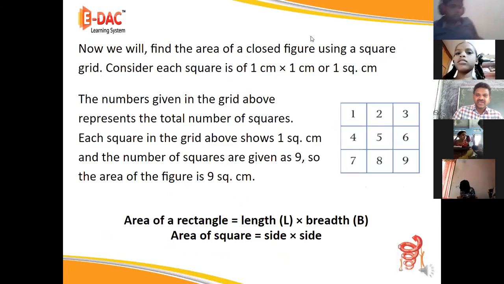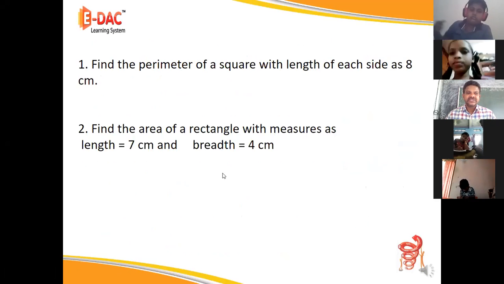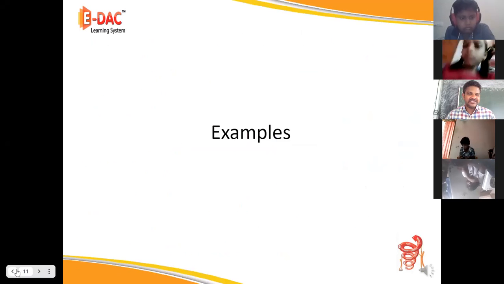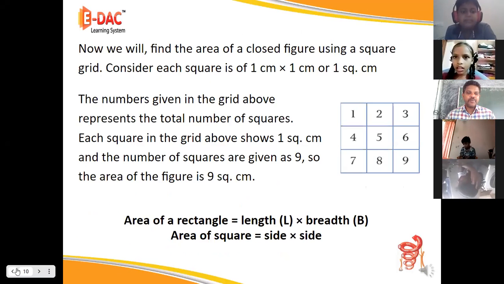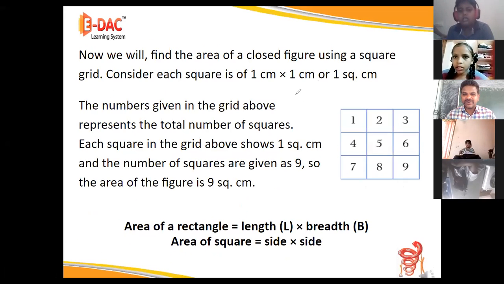Okay. Now we will find the area. But my studies did not say about the area. So perimeter and area. Area is nothing but occupied space. Perimeter is distance around the figure.